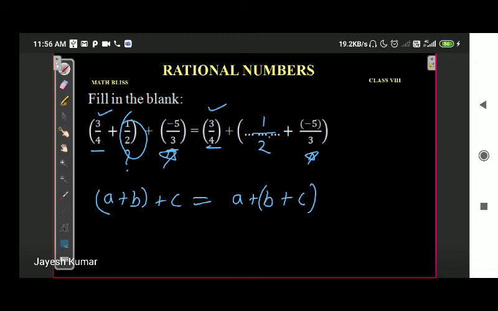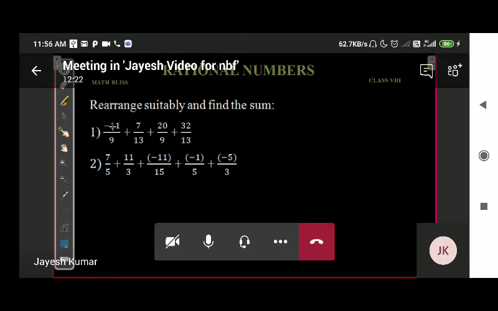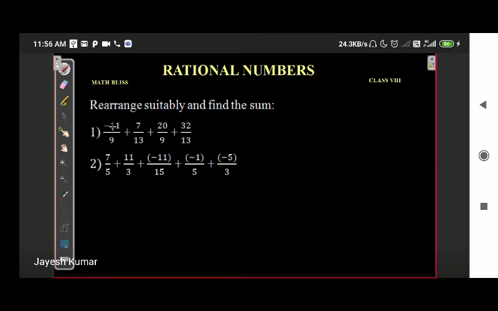Next, moving on. Once again, these are questions from the second exercise. The question is, rearrange suitably and find the sum. The question might have been like this: apply the properties of addition to find the sum. The meaning of both the questions is the same.